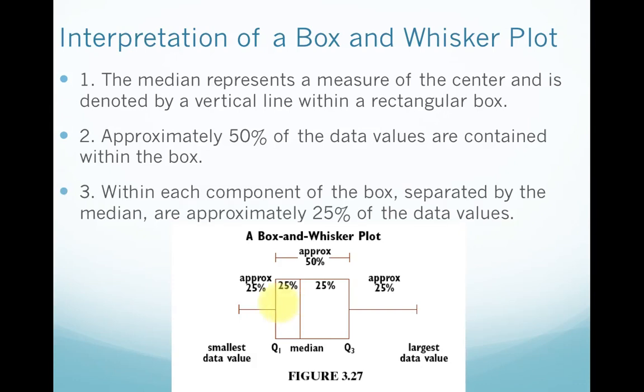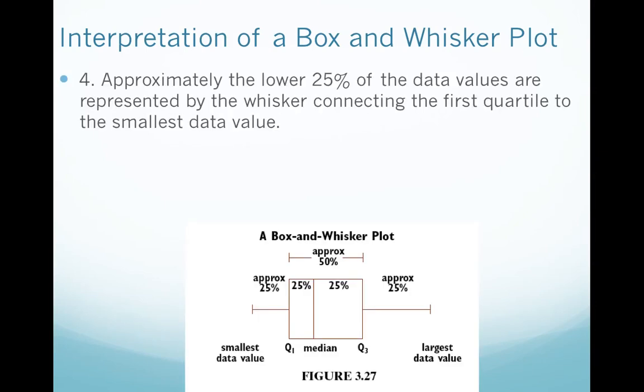Within each component of the box, so the left side and the right side, separated by the median, are approximately 25% of the data values. So 25% on the left side of the median and 25% on the right side of the median within the box. Approximately the lower 25%, which is this group right here, of the data values are represented by the whisker connecting the first quartile, which is Q1, to the smallest data value right here. Okay, so this is 25% of our data values.